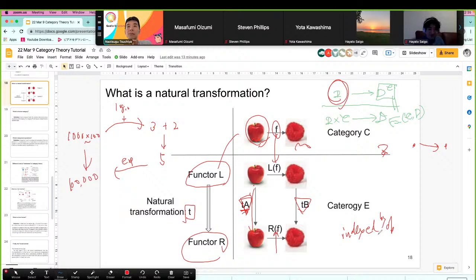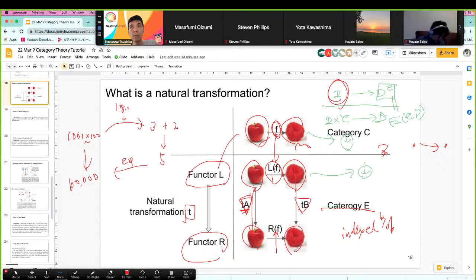Sir, the problem I'm having is intuitively, because in the previous slide you say the functor maps an object in one category to some object in another category. And then it also maps the morphisms to some morphism in another category, right? In this example, you have the objects like apple and raspberry, and I can see them being mapped to apple and raspberry. And you have this morphism F and it's mapped to L of F. But then in category E, you also have another apple and another raspberry.